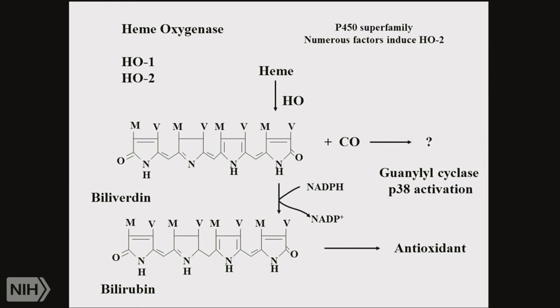And the reason that's important is bilirubin is a powerful antioxidant. Heme oxygenase is also associated with downregulation of the immune response. It's associated with things like IL-10. And the other thing it will release is also iron as well.